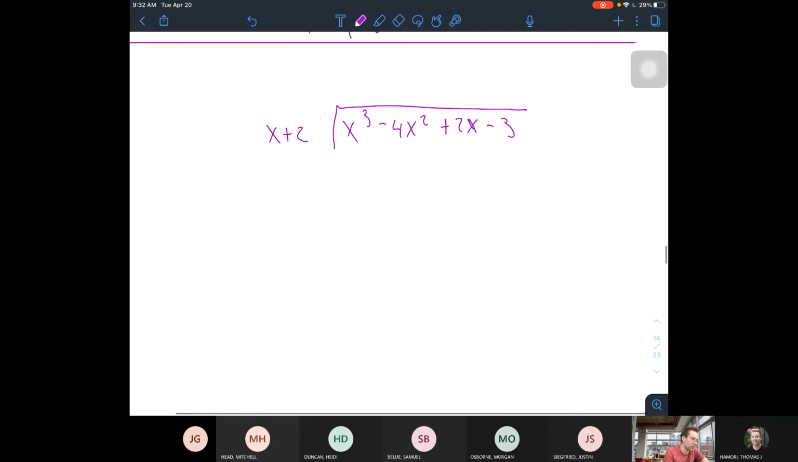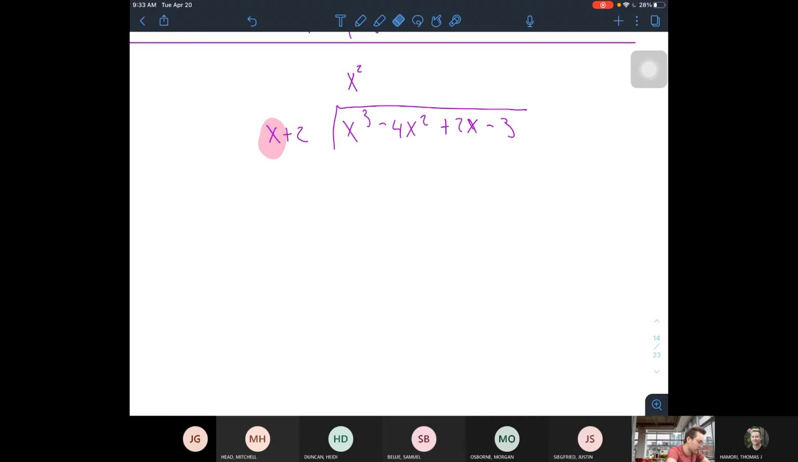We want to take this term x cubed and divide it by the leading term of our divisor. Okay, if we divide those two things, we get x squared, right? x cubed divided by x is x squared.